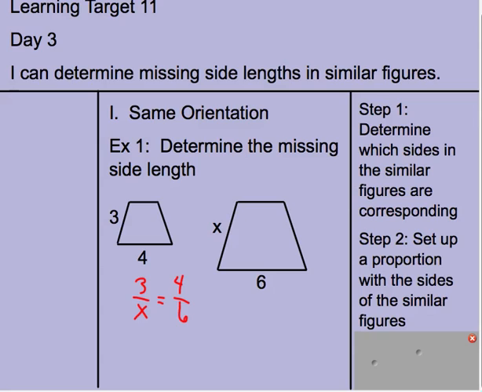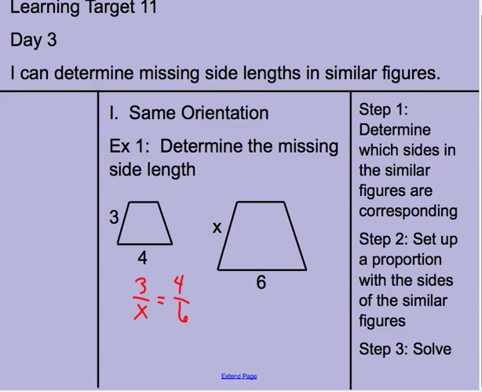Now there are lots of different ways that you could set up this proportion correctly, but there are a couple of ways that you could set it up incorrectly. So notice in my numerators, I've got 3 and 4. They came from the same shape. And in my denominators, x and 6 came from the same shape. So make sure that you're keeping your numerators and your denominators consistent, as well as each ratio, that 3 corresponds to x, so they're in the same ratio.